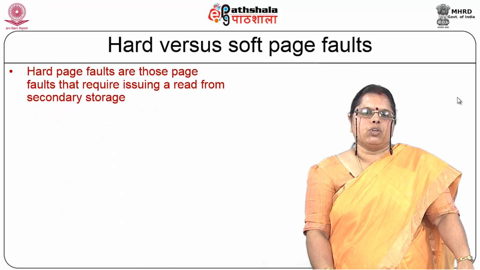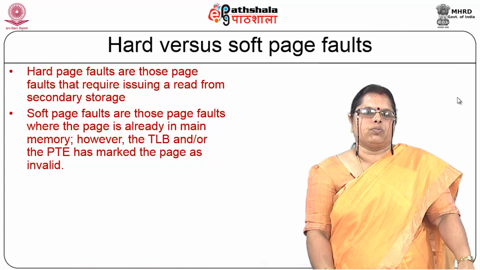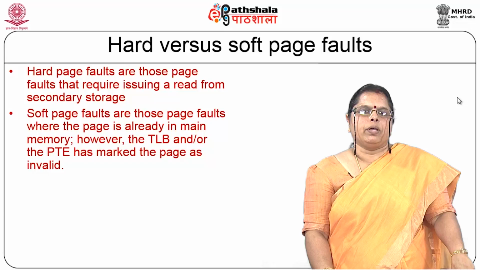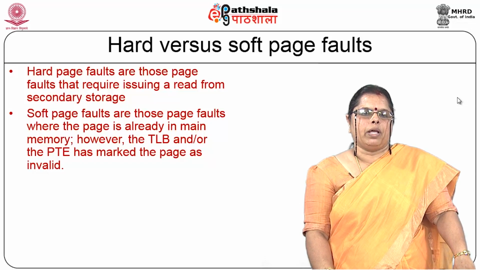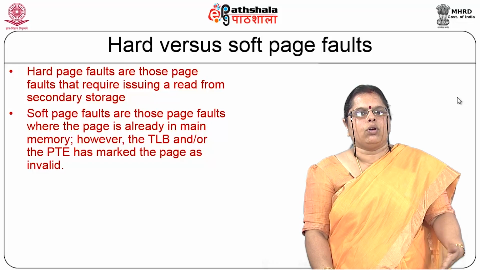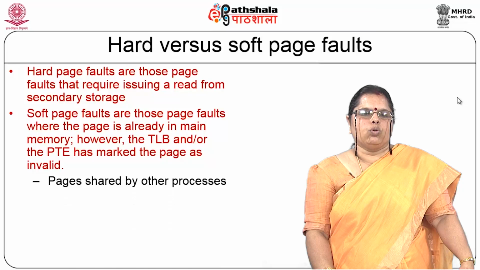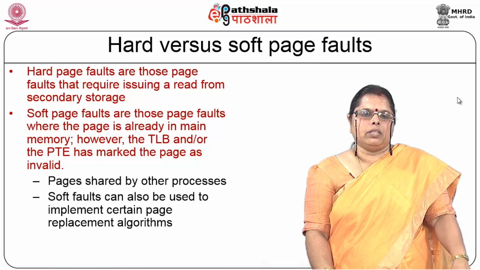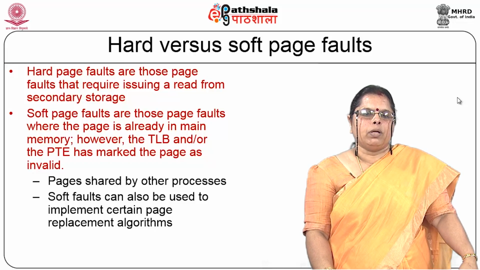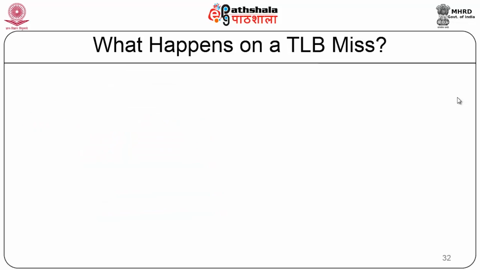And you have a question of hard faults and soft page faults. Hard page faults are those page faults that require issuing a read from secondary storage. Soft page faults are those page faults where the page is already available in main memory. However, the TLB or the page table entry has marked the page as invalid. So, you can also look at pages being shared by other processes, and this problem happening because of that. Soft faults can also be used to implement certain page replacement algorithms.